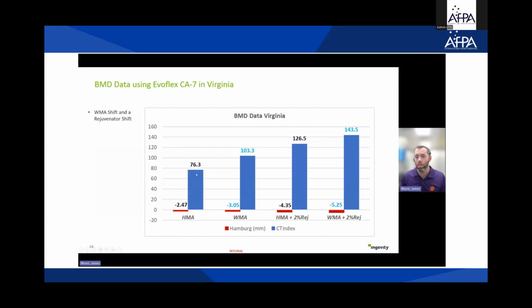What we do see is a real increase in the CT index. So we go from a 76, just turning the temperatures down 15C, bumped our CT index up 30 to 40%. So that's pretty exciting to be able to do that.